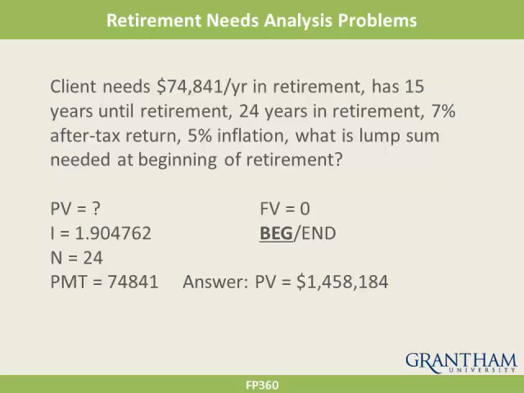Future value is 0 because the theory is at the end of your retirement you pass away and there's no money left in this calculation. And so we enter all those numbers in and then press the present value number, and the answer you should get is $1,458,000, approximately $1.458 million.